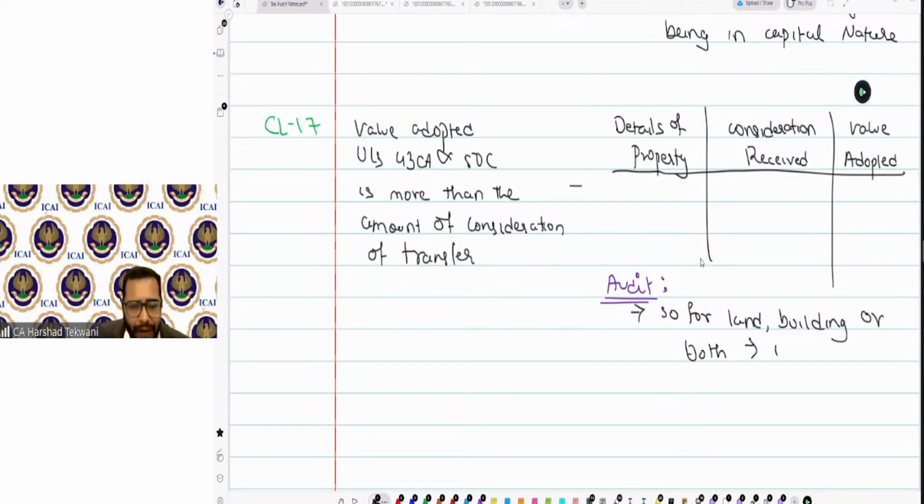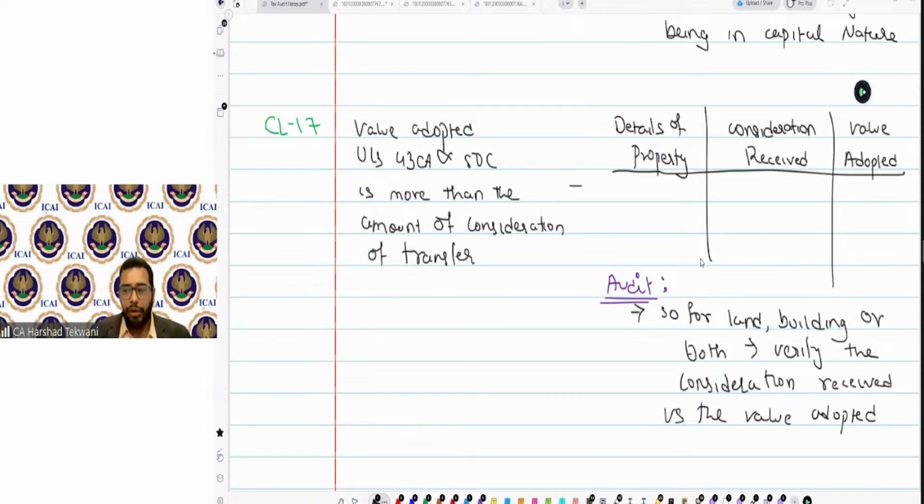I need to verify the consideration received versus the value adopted. Here, the triggering point to report is that the value adopted should be more, or basically the consideration should be less than the value adopted.